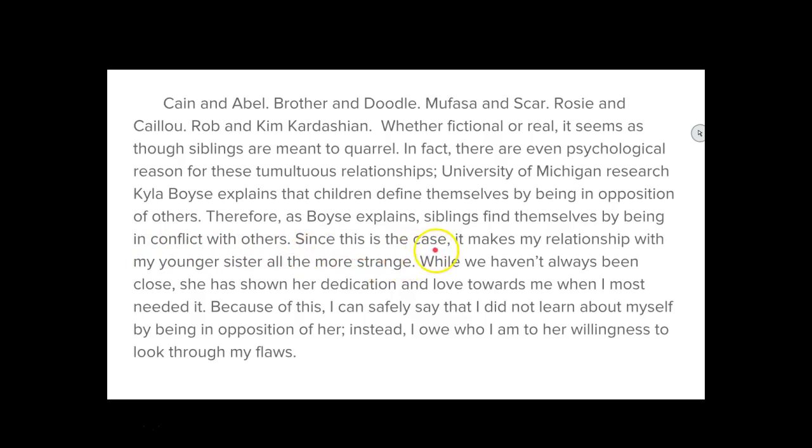Since this is the case, it makes my relationship with my younger sister all the more strange. While we haven't always been close, she has shown her dedication and love towards me when I most needed it. Because of this, I can safely say that I did not learn about myself by being in opposition of her. Instead, I owe who I am to her willingness to look through my flaws.